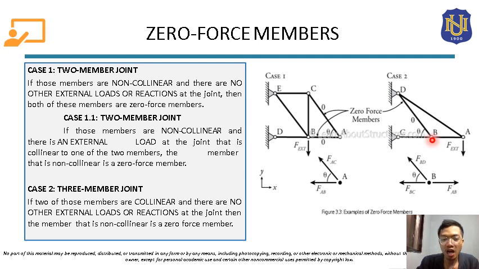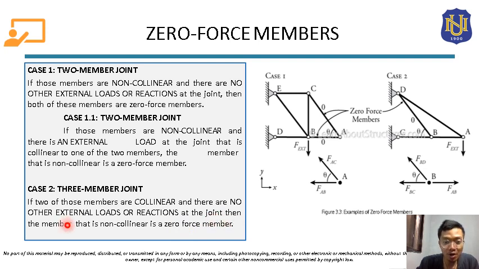If this satisfies our conditions, the first condition is that two members are collinear. Two members here are collinear: member BC and member AB are collinear here. And there is no external load applied at this joint, and there is also no external reaction. So that satisfies that condition.